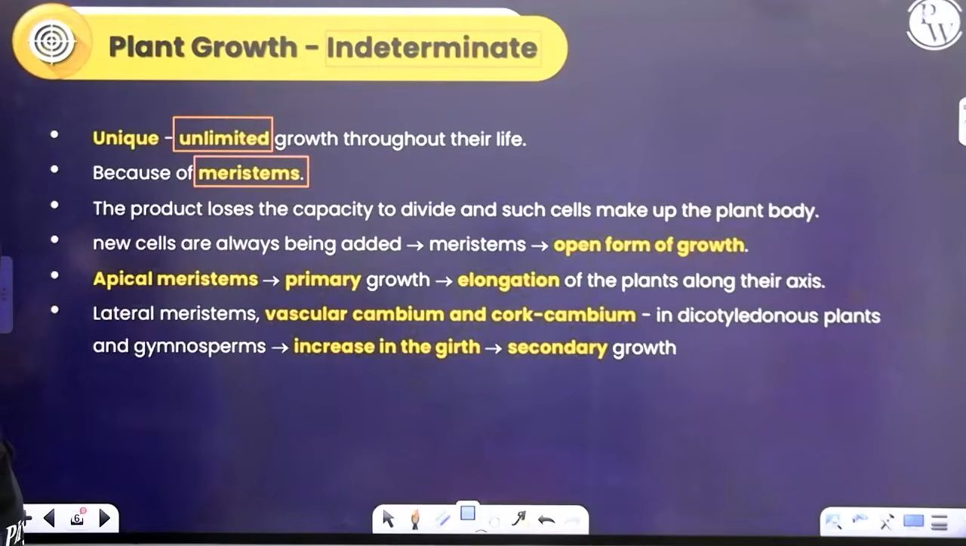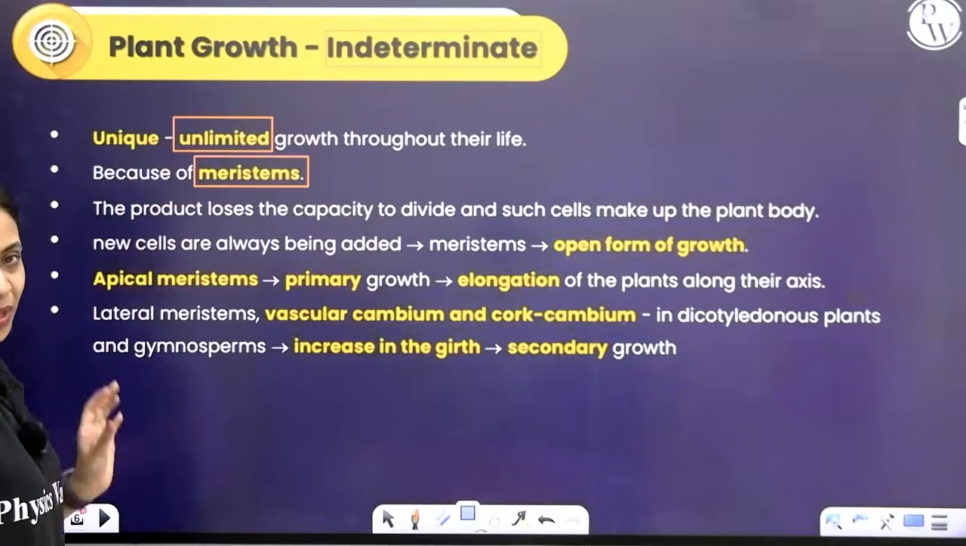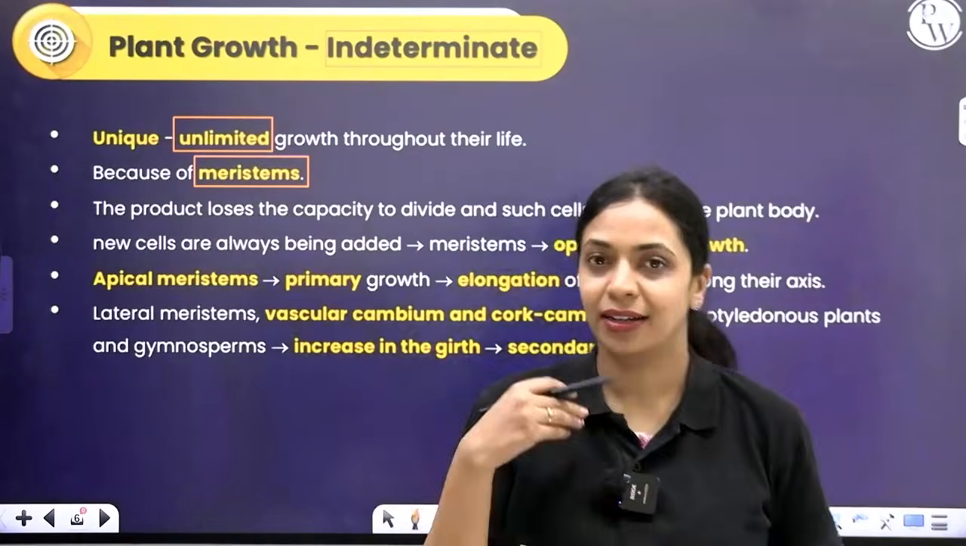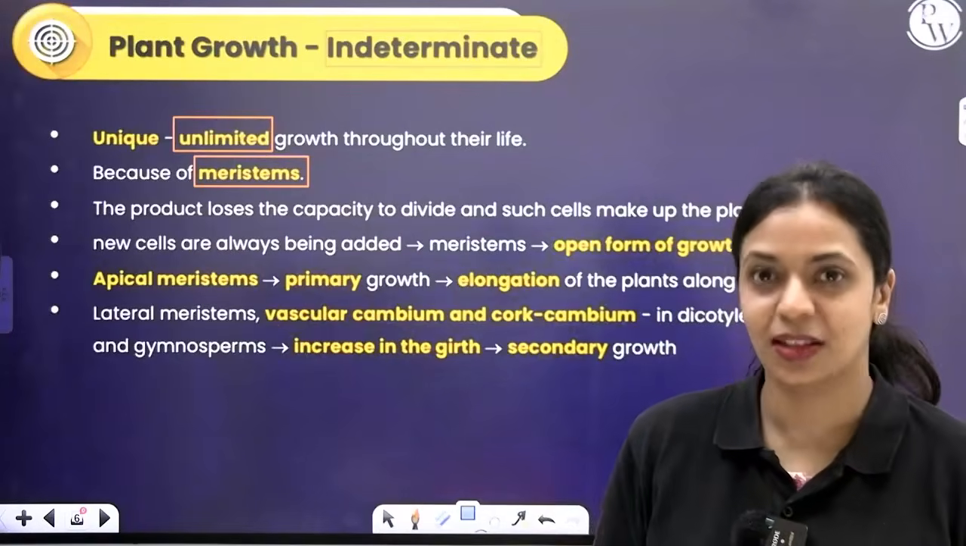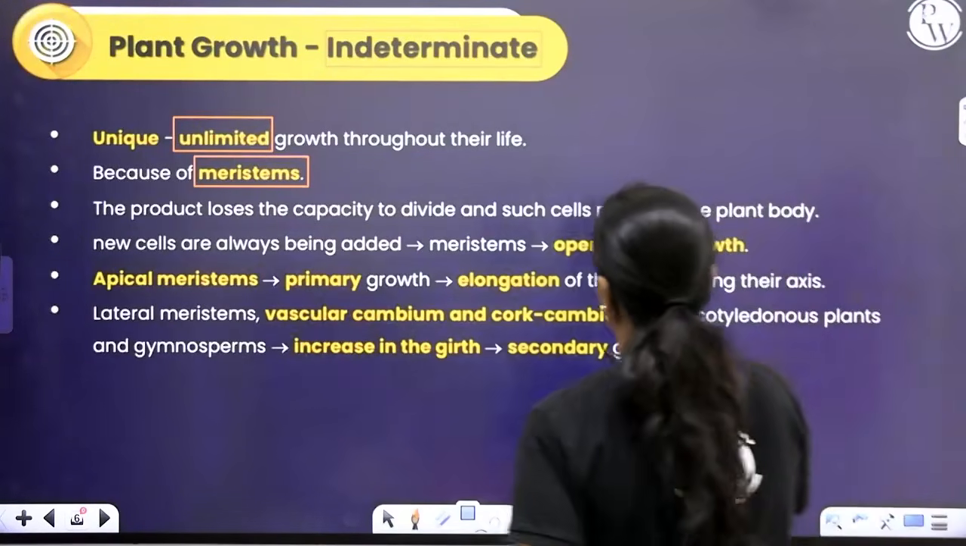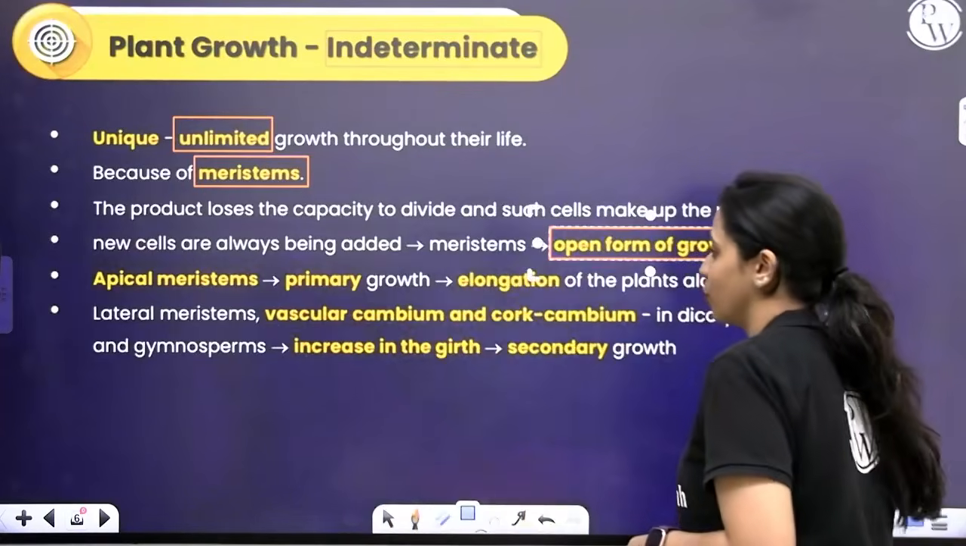All the time, because of the presence of meristems, newer cells will keep getting added to the plant. At whatever regions in the plant meristems are present, newer cells are constantly going to keep getting added. Therefore, we call it open form of growth.